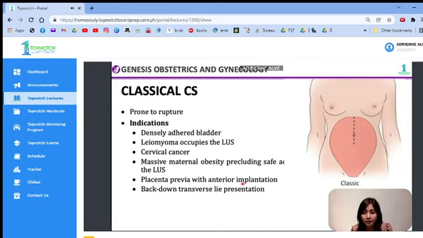Placenta previa with anterior implantation. Technically, pwede mo siyang gawin eh. Pwede kang mag-LTCS naman with placenta previa with anterior implantation. But, guys, the caveat is you run the risk of cutting through the placenta, therefore causing massive hemorrhage. So, some OBGYN, they perform classical cesarean section for this case.